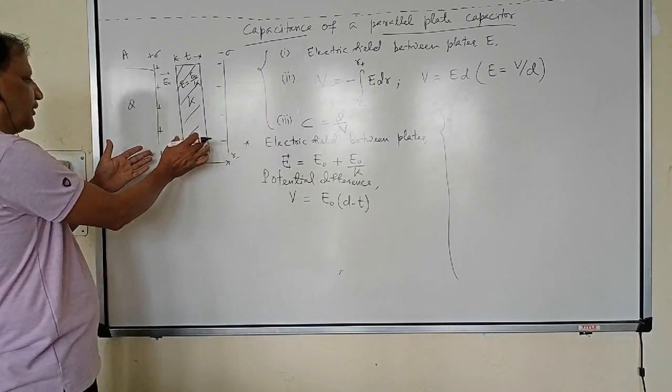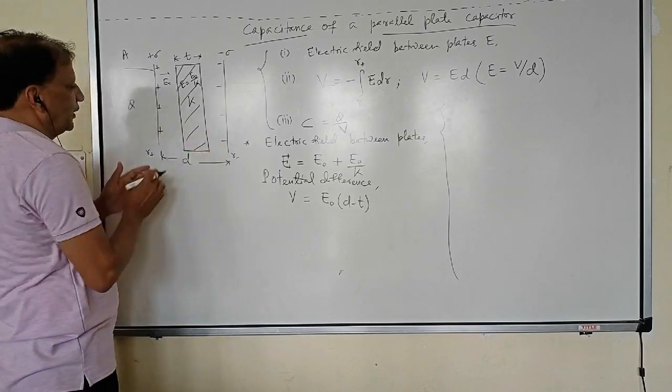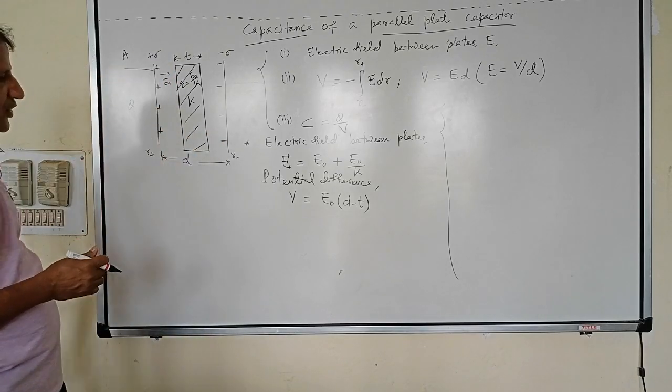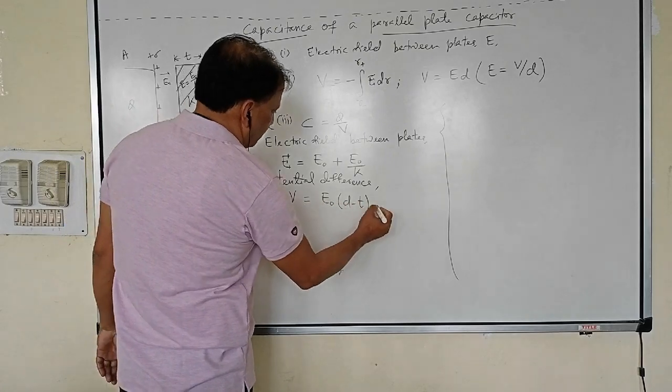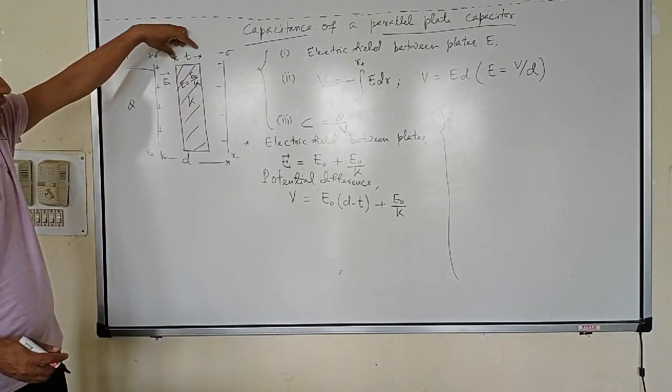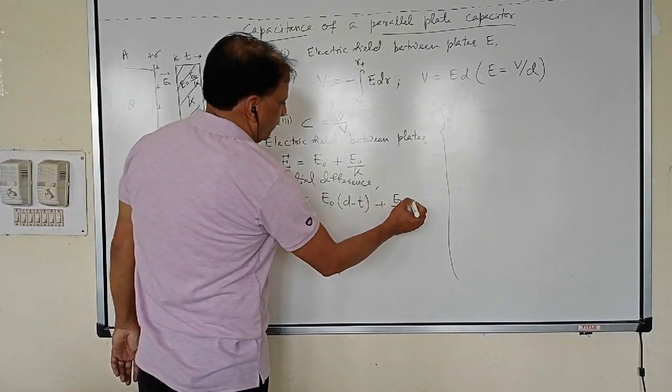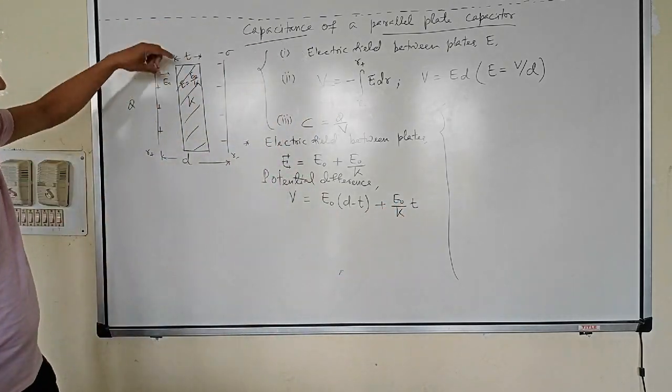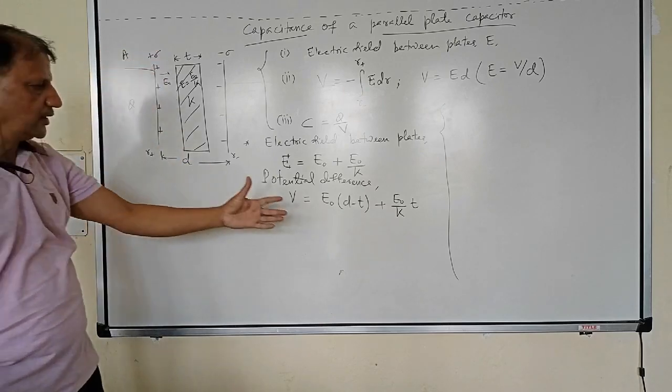The whole space is D, it is T. So what is the space where dielectric is not present? D minus T length. So this is the potential difference between these. Now here E0 upon K, this is the electric field inside the dielectric, whose thickness is T, so we multiply it with T. So this is the potential difference across this. So total potential difference is this plus this.